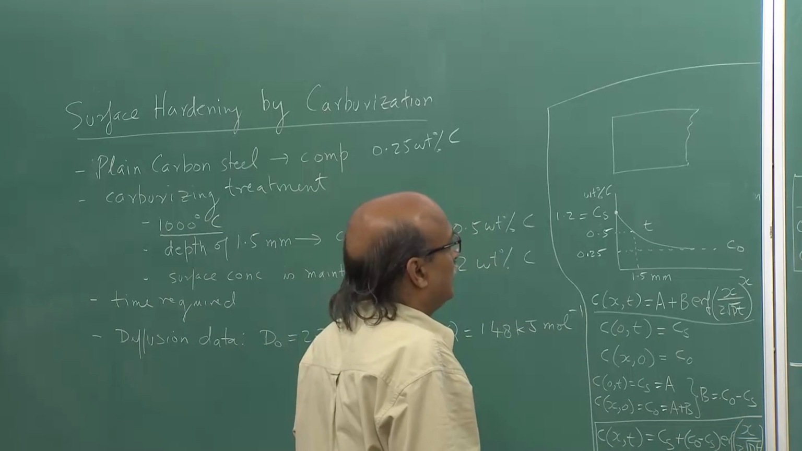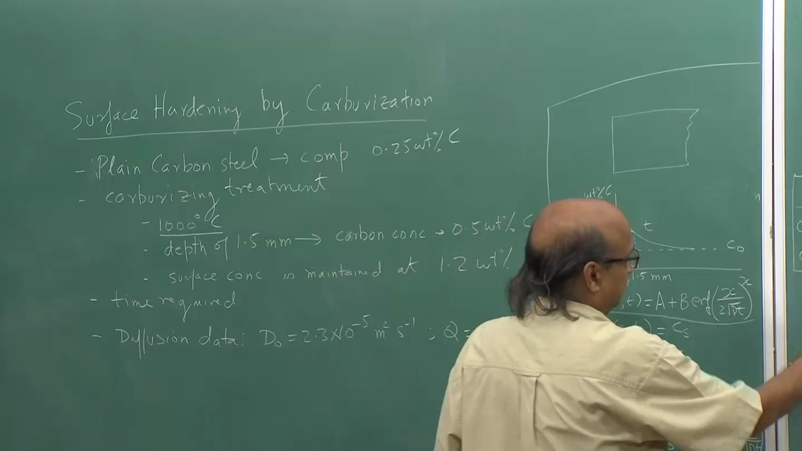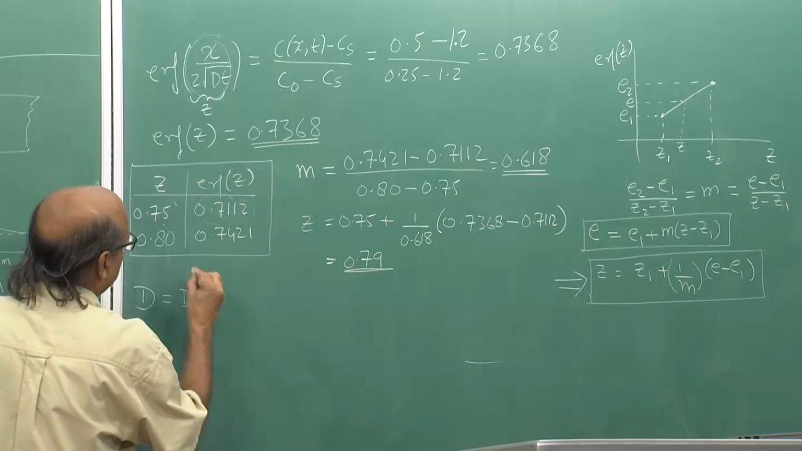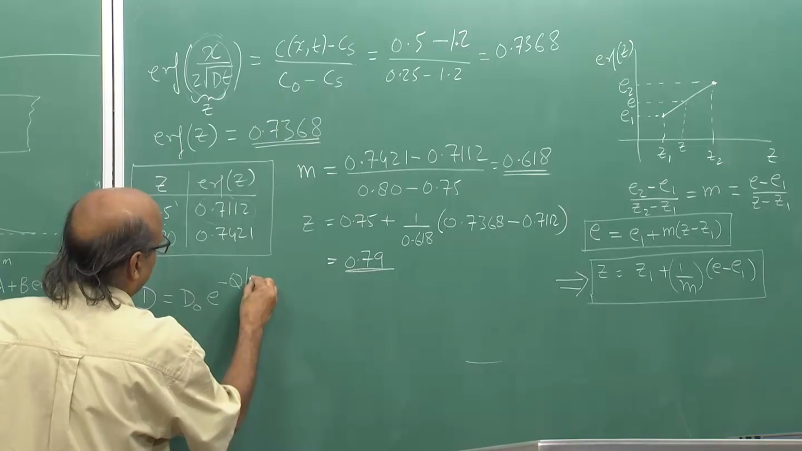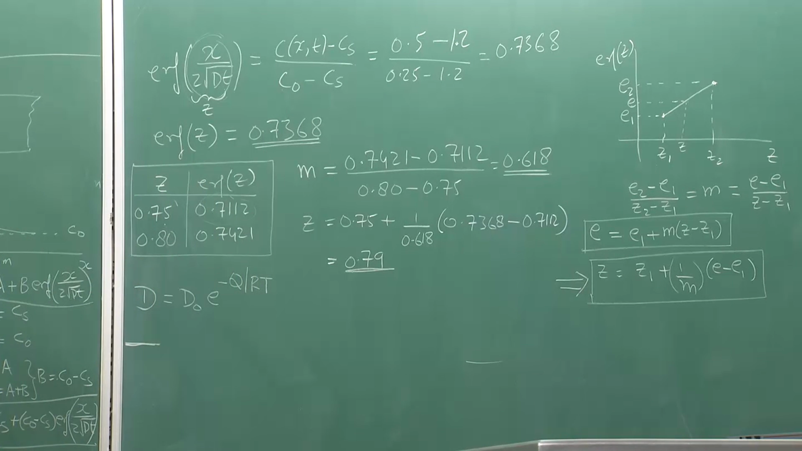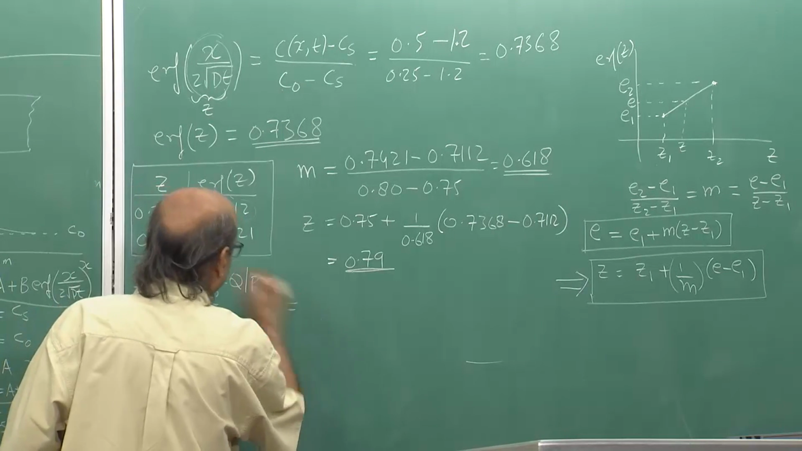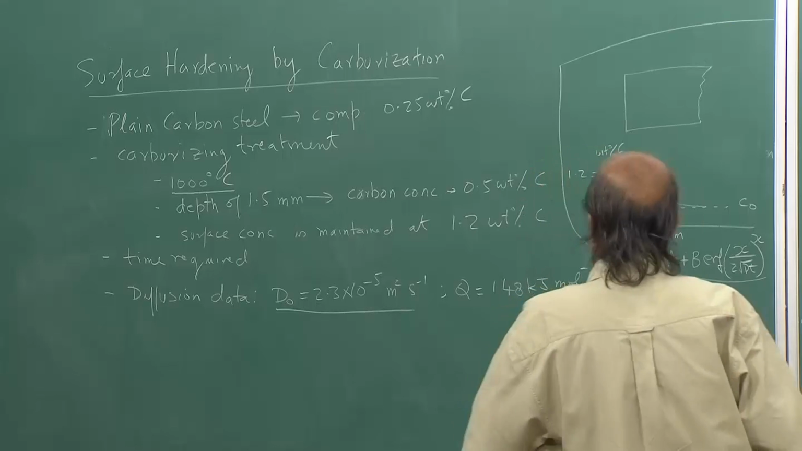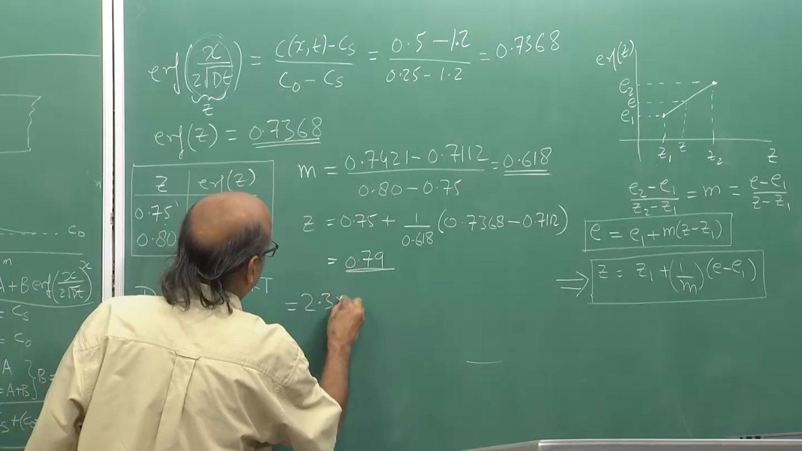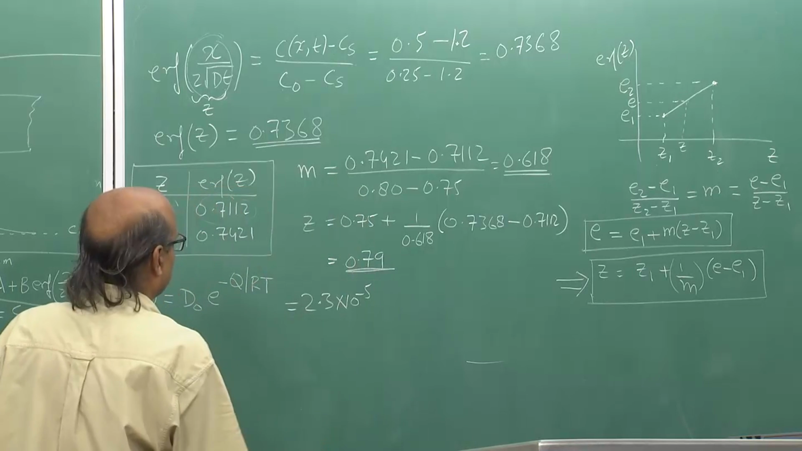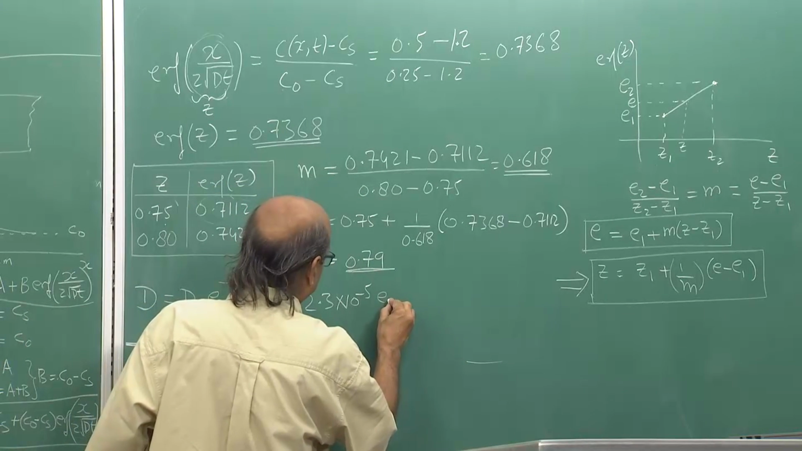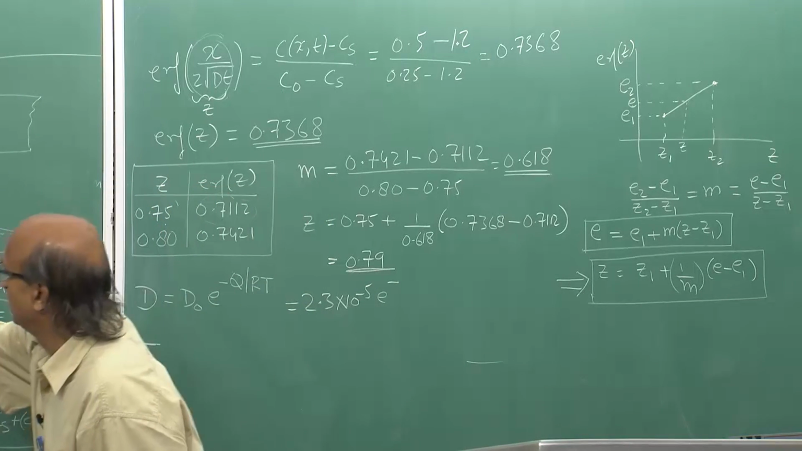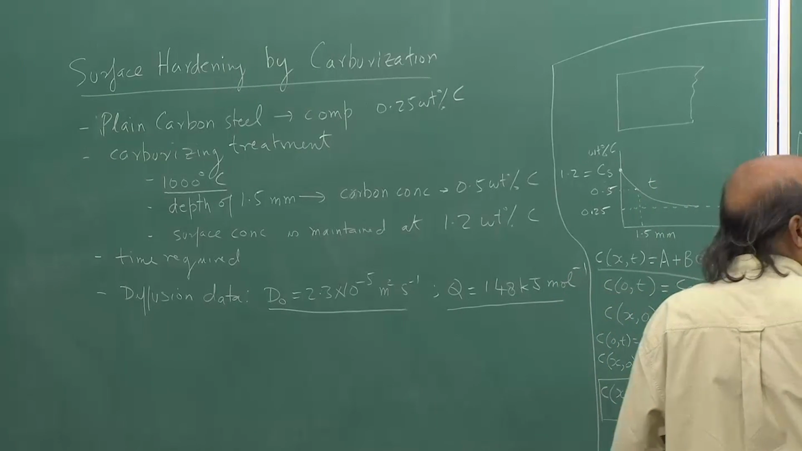So, now let me also calculate what D is. The diffusion coefficient D is equal to D0 e to the power minus Q divided by RT. Now, let me write down what D0 is. D0 is 2.3 into 10 to the power minus 5 meter square per second, multiplied by exponential of minus Q, where Q is 148 kilojoules per mole.